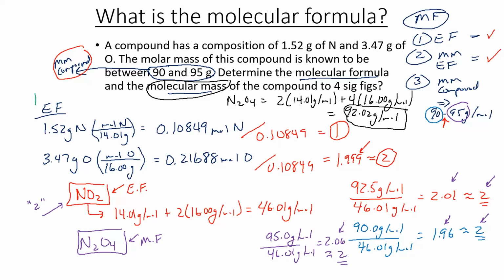Once again, we needed to get the empirical formula. Once we had the empirical formula, we needed the molar mass of the empirical formula. And once we had the molar mass of the empirical formula, using the molar mass of the compound given to us, we're able to figure out our factor that we needed, which in this case was 2, no matter which one you chose, to figure out our molecular formula.